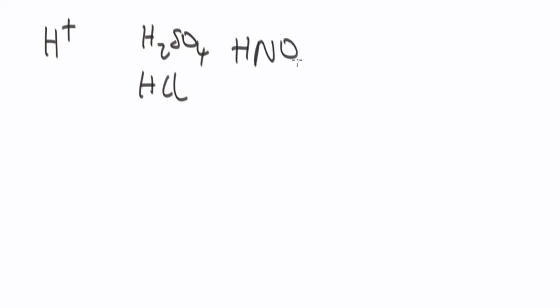Alright, so basically we have two classes of acid. We have the strong acid and the weak acid. Now, a strong acid is simply an acid that can ionize completely in water. A typical example, we have tetraoxosulfate(VI) acid, we have hydrochloric acid, we have trioxonitrate(V) acid. So these are examples of strong acid.